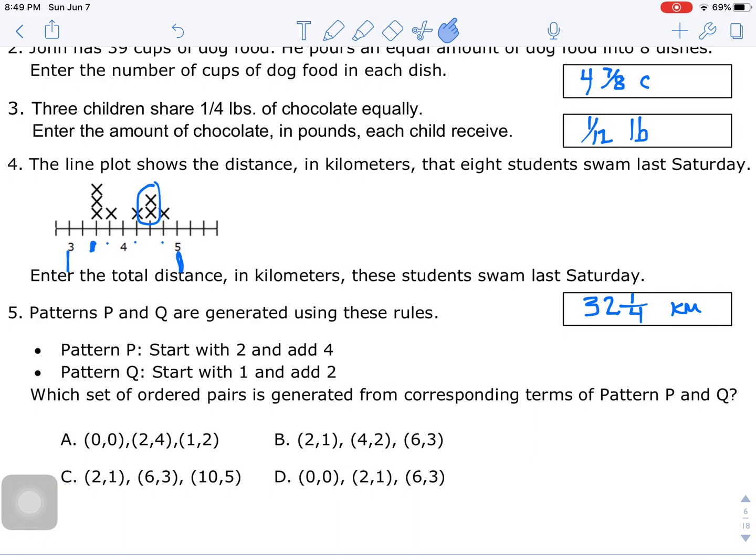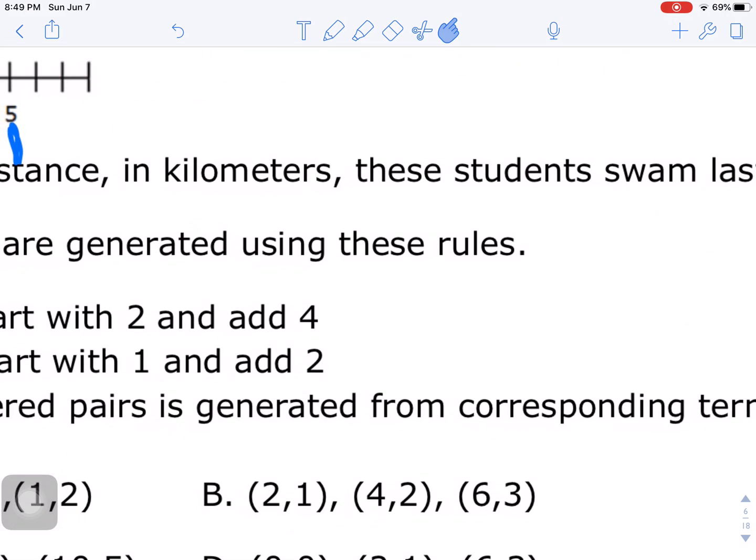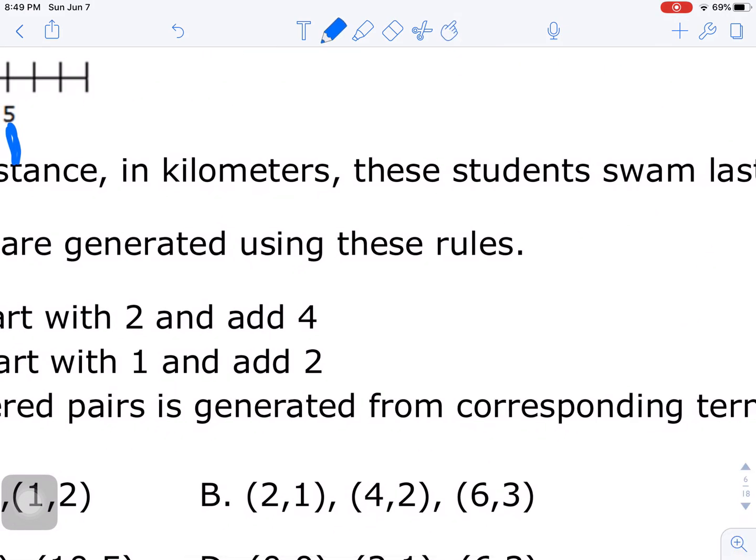So let's go ahead and I'm going to enlarge this a little bit, and we're going to start with 2 and add 4. So we start with 2. 2 plus 4 is 6. 6 plus 4 is 10. 10 plus 4 is 14. And 14 plus 4 is 18. I'm going to stop there.